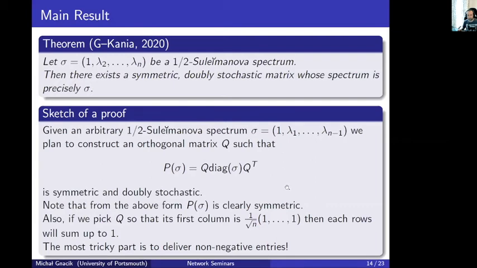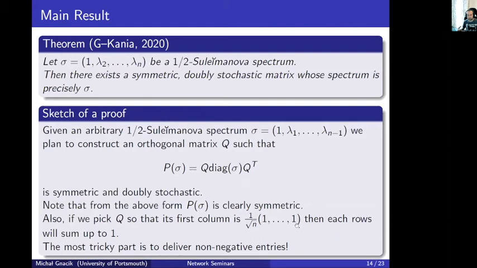So therefore, we are only interested in getting a Q, and the form of matrix P will be automatically given by this formula. So symmetry we've got for free from this form. Now, how about summing to 1? Summing to 1 we will get as soon as Q has the first column to be a normalized unit vector with all the ones, right?